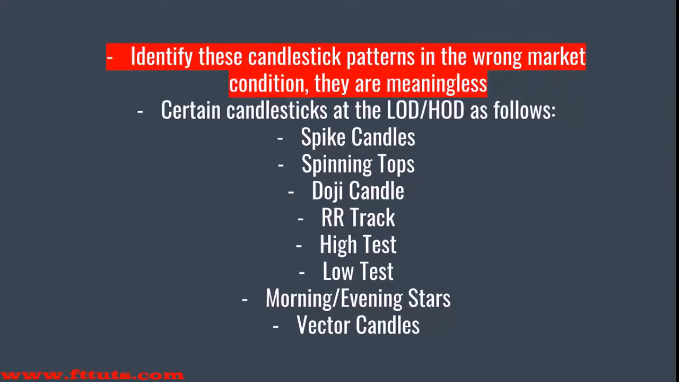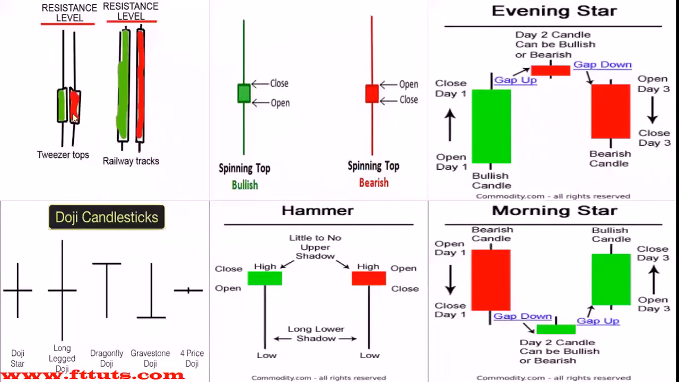We have spike candles, we have spinning tops, doji candles, railroad tracks, high test, low test candles, morning stars, evening stars, and vector candles. So those are just some of the most common type of candlesticks that will occur when we see our M and W formations. And like I said, these are only useful when they are in the right time, right, during London or New York stop hunt. That's when they are only effective. Otherwise, they're meaningless. So let's kind of go into this a little bit here.